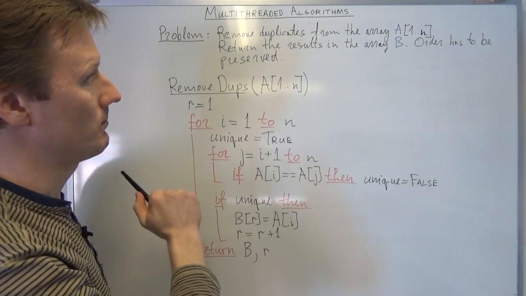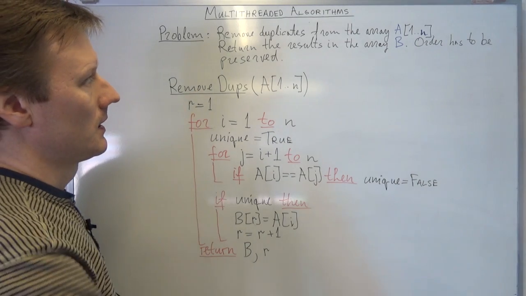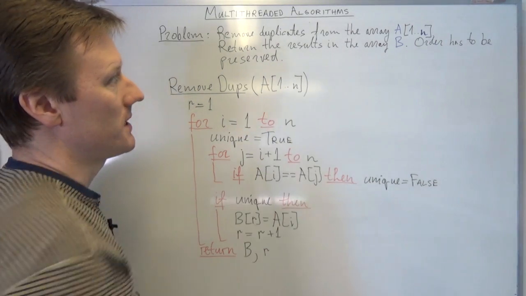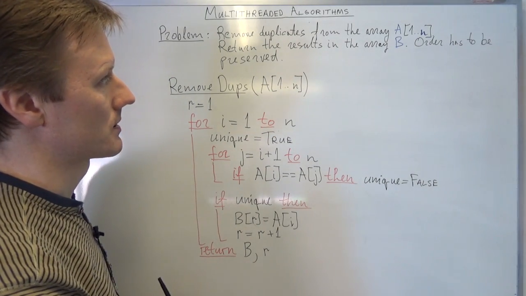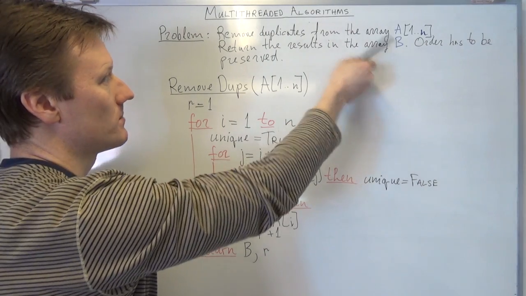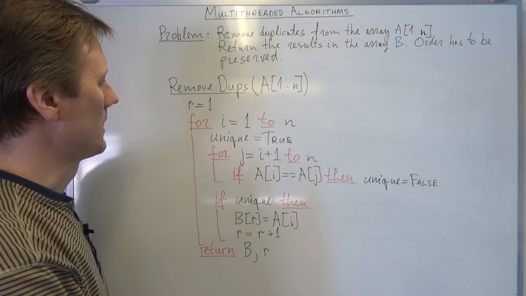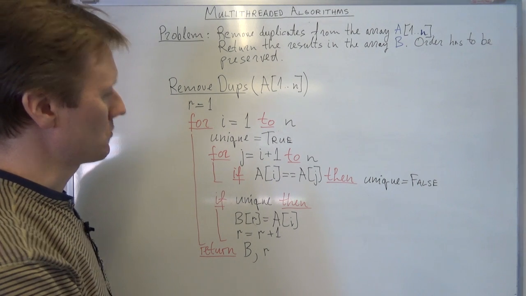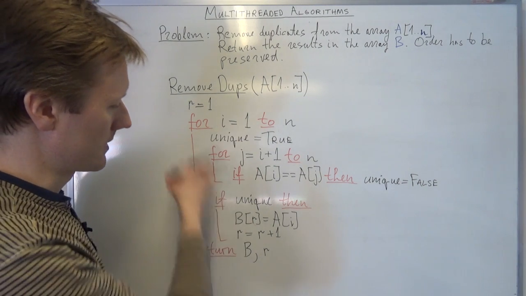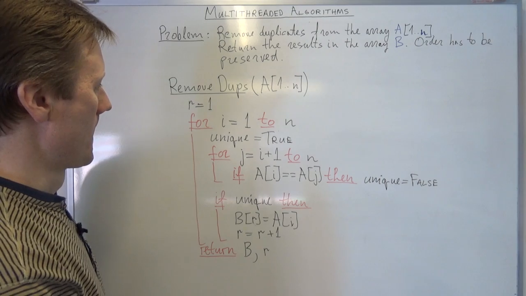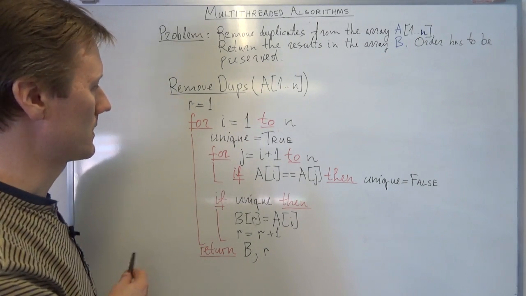Array A is the input array, and we want to return the results in a different array, let's call it B, and we want the order of these numbers as they were in A to be preserved in B. There are different ways of doing that, but one of the simple ways is this nested loop implementation, which is exactly the same as it was in the previous video.